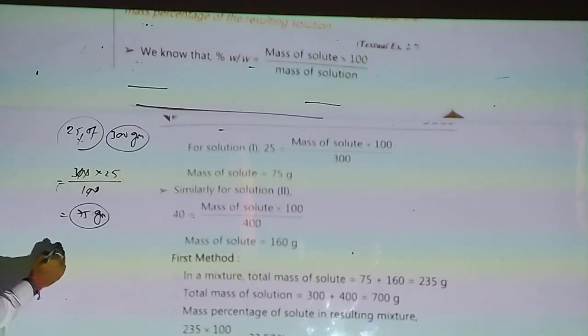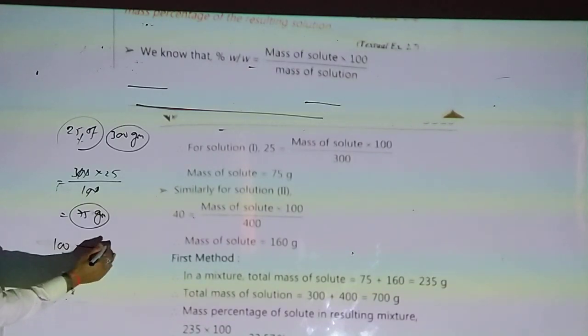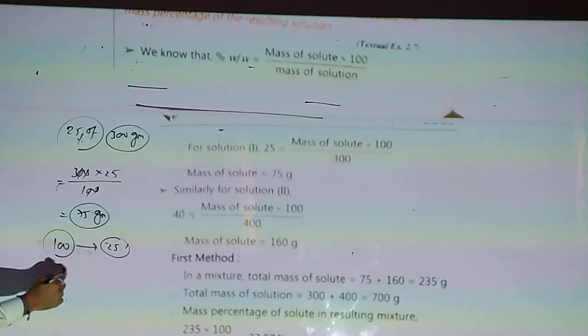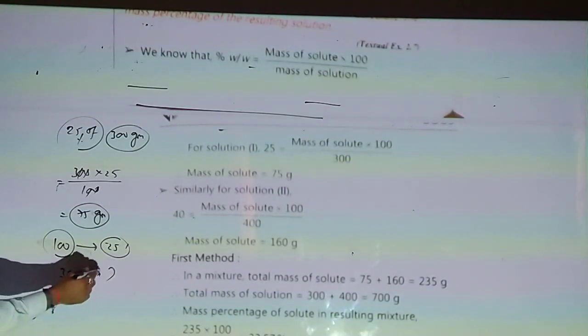So we can say percentage should be reference to 100. 25 out of 100, 25. So at 300 how much?